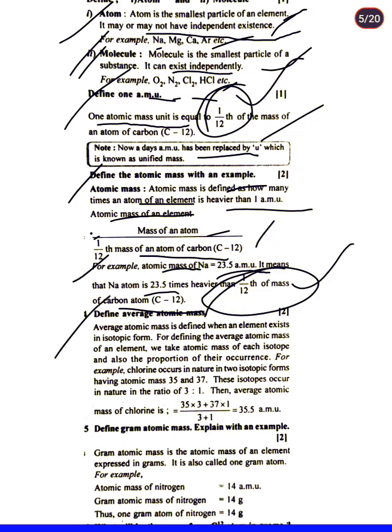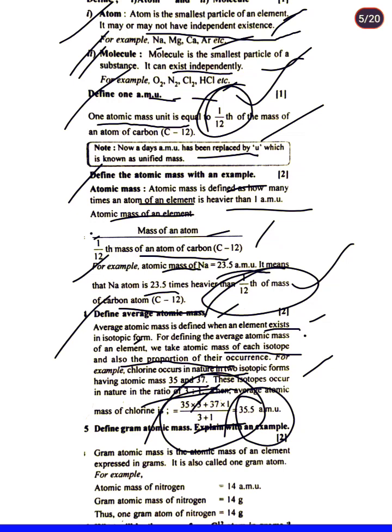Next, define average atomic mass. Average atomic mass is defined when an element exists in isotopic form. For defining the average atomic mass of an element, we take the atomic mass of each isotope and also the proportion of their occurrence. For example, chlorine occurs in nature in two isotopic forms, 35 and 37. The isotopes occur in nature in the ratio 3:1. The average atomic mass can be calculated as 35 multiplied by 3 plus 37 multiplied by 1, divided by 3 plus 1. That will give 35.5 AMU.